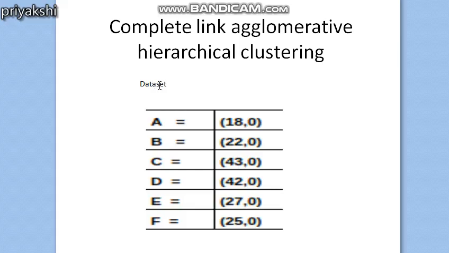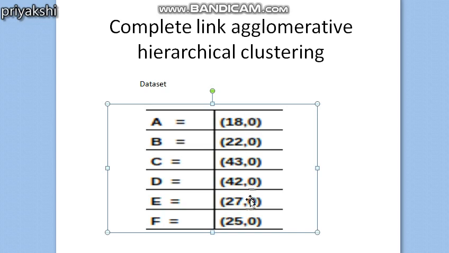So this is the data set. There are 6 students, and the 6 students are securing marks in 2 different subjects. This is the marks of the first subject and this is the marks of the second subject. In the second subject everyone is scoring 0.